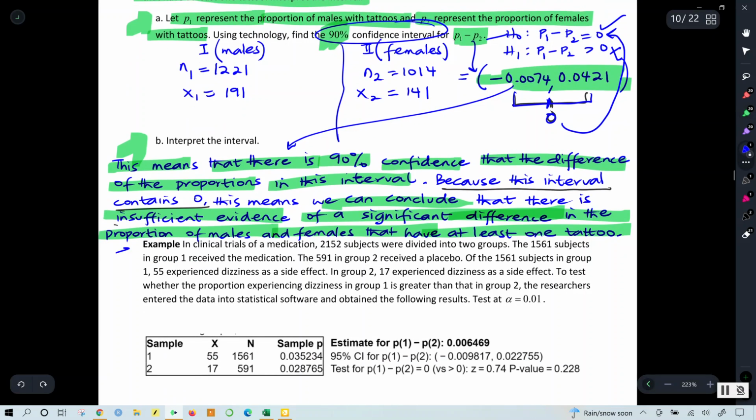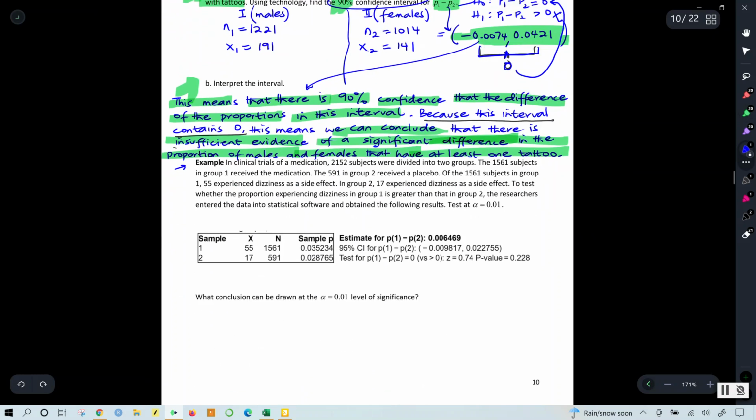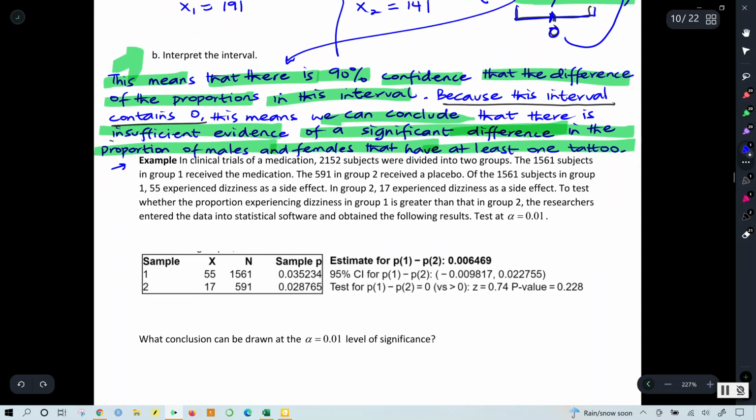Then we proceed now to the next example. In the next example, we want to illustrate how to read an output from a technology tool. In clinical trials of a medication, 2,152 subjects were divided into two groups. The 1,561 subjects in group 1 received the medication. The 591 in group 2 received the placebo. Of the 1,561 subjects in group 1, 55 experienced dizziness as a side effect, whereas in group 2, 17 experienced dizziness as a side effect.